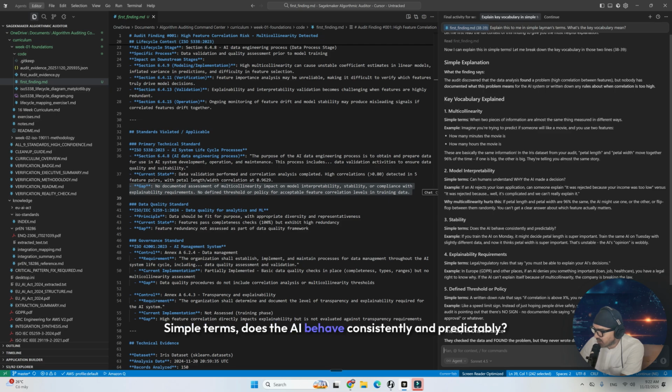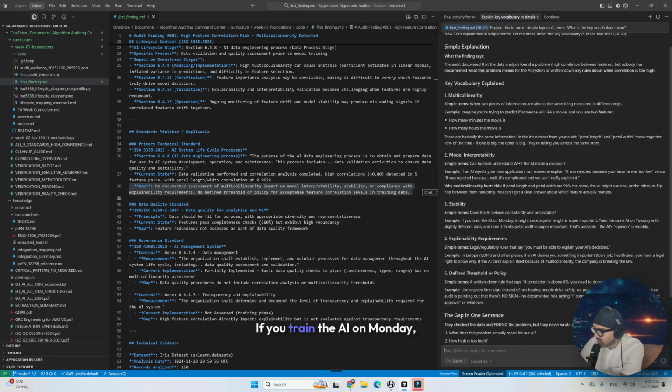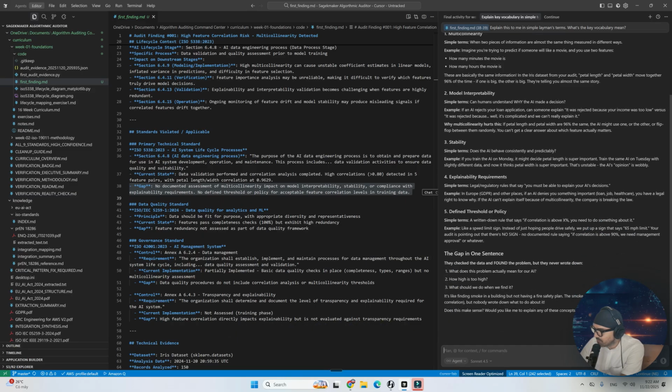In simple terms, does the AI behave consistently and predictably? If you train the AI on Monday, it might decide petal length is super important. Train the same AI on Tuesday with slightly different data, and now it thinks petal width is super important. That's unstable. The AI's opinion is wobbly.